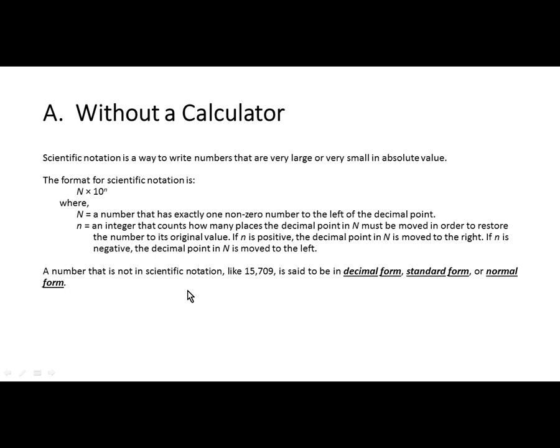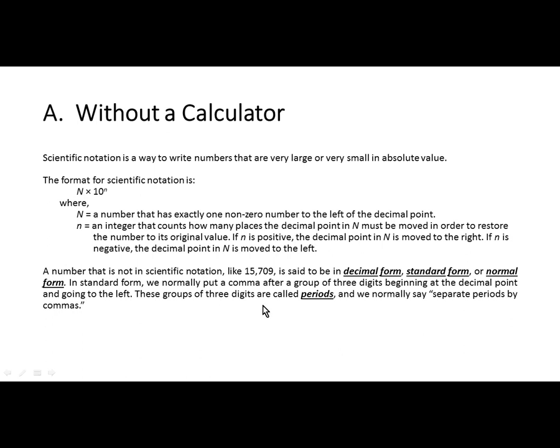A number that has non-scientific notation, something like 15,709, is said to be in decimal form, standard form, or normal form. In standard form, we normally put a comma after a group of 3 digits beginning at the decimal point and going to the left, like right here. Remember, this comma is for the punctuation of the sentence. This comma is for the number.